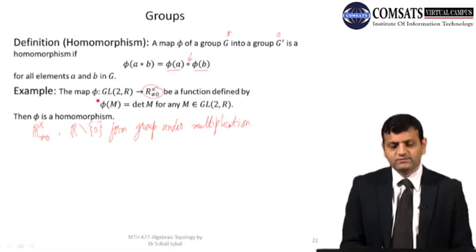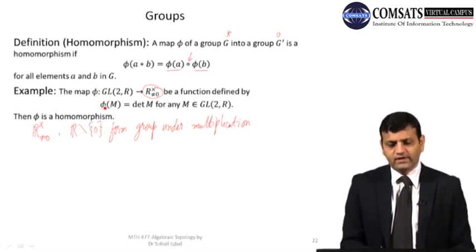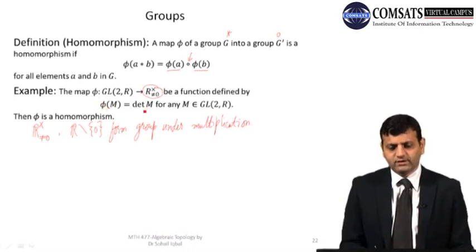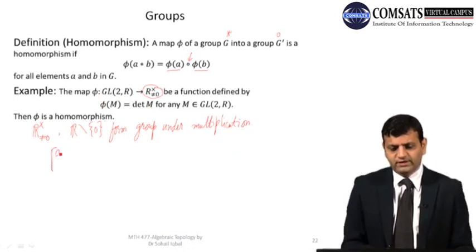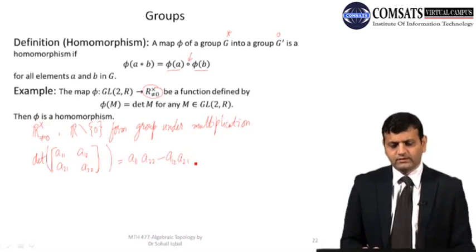So let's consider this function phi. phi of m is equal to determinant of m. Of course we can calculate determinants of 2 cross 2 matrices. So if I have a matrix with entries a1 1, a1 2, a2 1, a2 2, then I can calculate its determinant. So the determinant of this matrix is a1 1 a2 2 minus a1 2 a2 1.